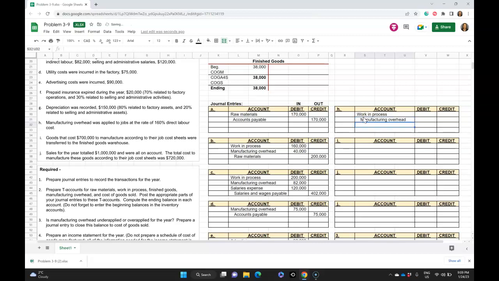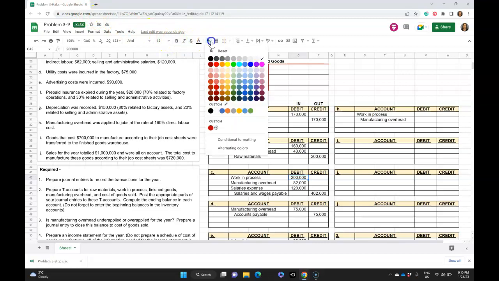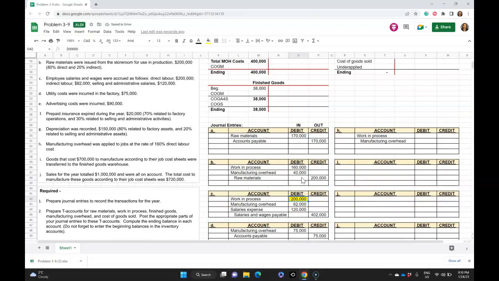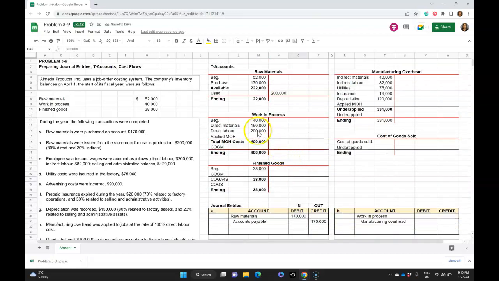And I'm just going to read what it says, 160% direct labor cost. So I'm just looking. This one looks like my direct labor cost, that 200,000. I just highlighted it there. I can also go into my work in process account, and there it is. It's the 200.